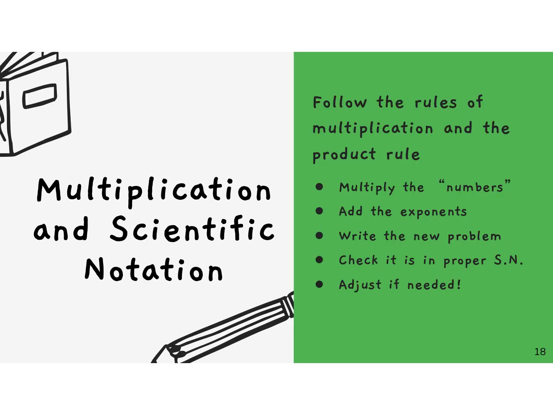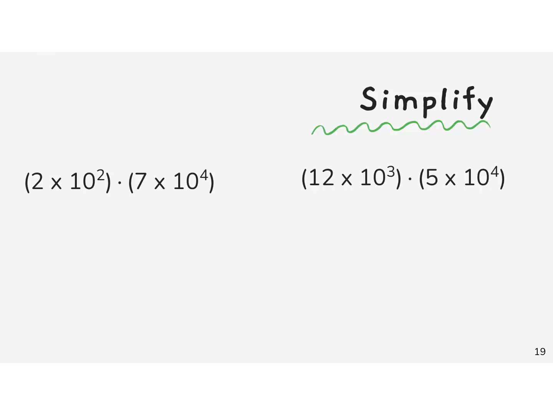All right, last thing, multiplication and scientific notation. So again, same idea. You're going to follow the rules of multiplication and the product rule because we are multiplying. The product rule is multiplication. So we multiply the numbers, which are the big numbers. We add the exponents. We write the new problem. We check that it is in scientific notation proper, and we adjust if needed. Okay, let's do the first problem.